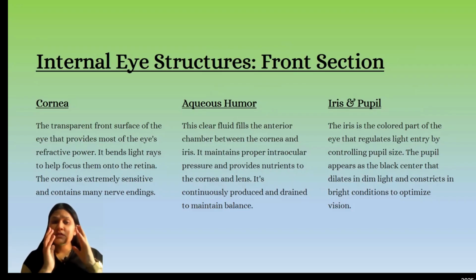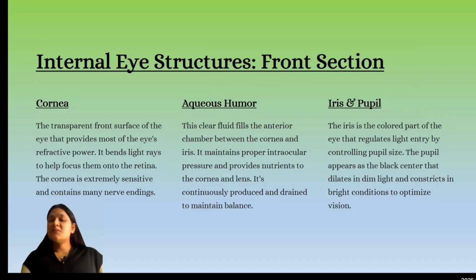iris. This aqueous humor is a very important thing in our eye, which provides IOP control. It maintains the fluid in the anterior chamber, keeping the balance between the production and drainage of the aqueous humor. So the aqueous humor plays a crucial role in our eye to maintain our IOP.